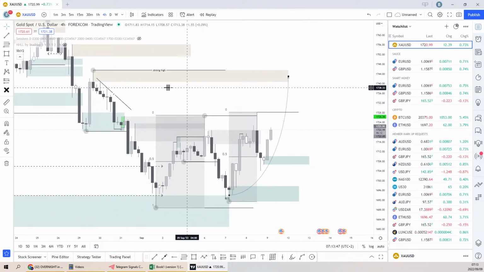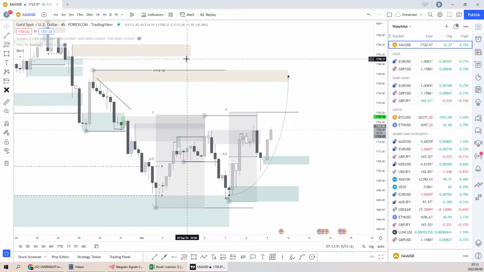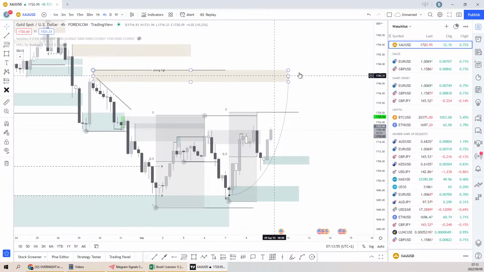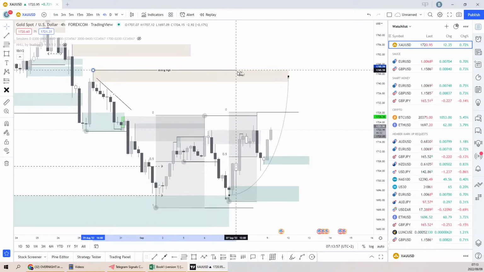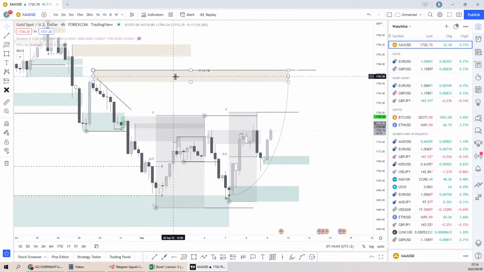Target would probably be the supply, because we've got this liquidity sitting on the left here that needs to be taken out. And also this is our strong high, so if this high breaks up here, then we'll be looking for longs. But from here we'll be looking for shorts, and we'll be looking for longs into the supply up here.